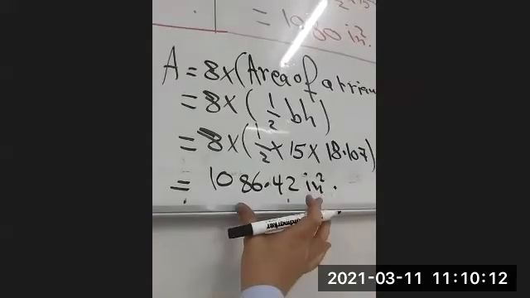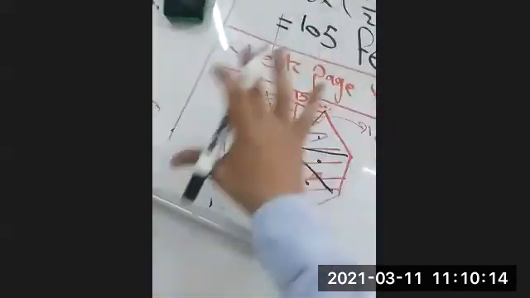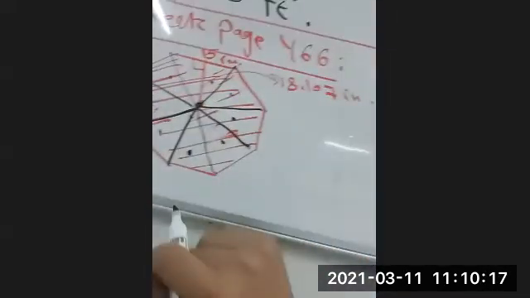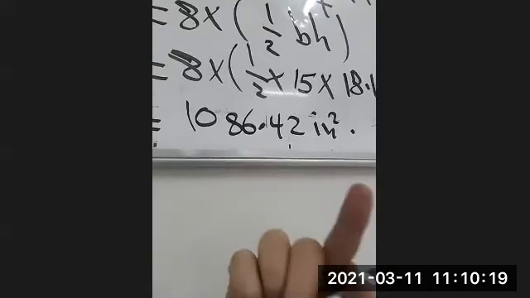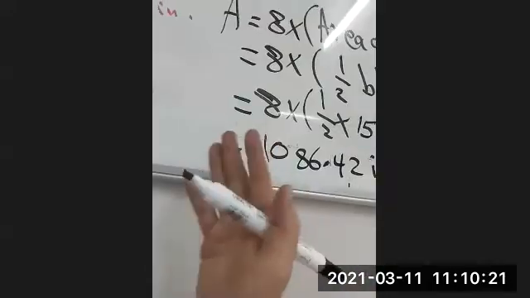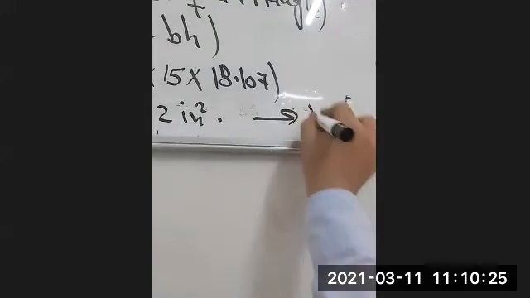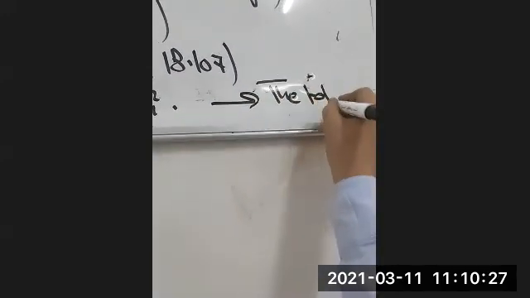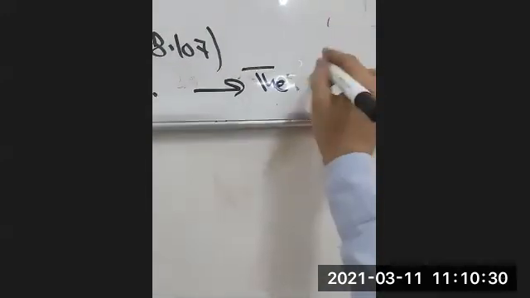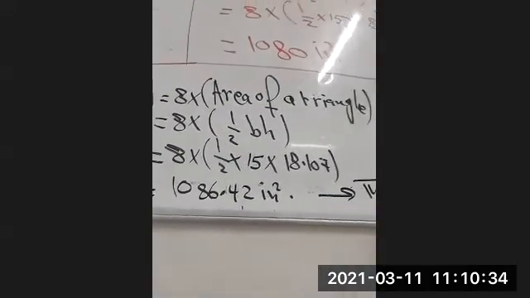This is the whole area of the whole octagon. Now, each 1 square inch costs 0.70, given in the question. What will the total cost be? What will it be, Abdul Hamid?